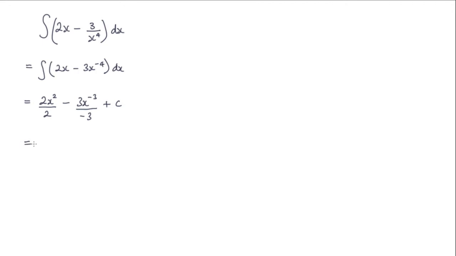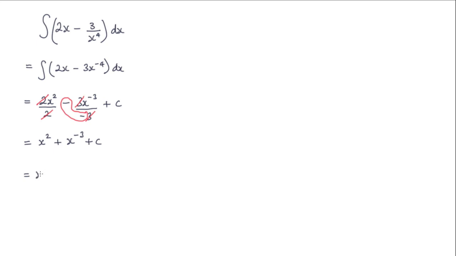The next thing I can do is actually start to cancel some of these terms, some of these numbers. So I can cancel the 2 here with that 2. I can cancel this 3 with that 3. And also make a note that these two negatives will become a positive. So I have x squared plus, from these two negatives, and I've got x to the negative 3 plus the constant of integration.